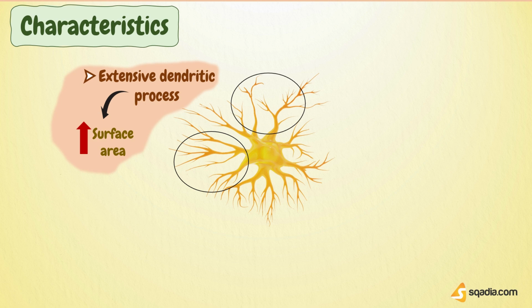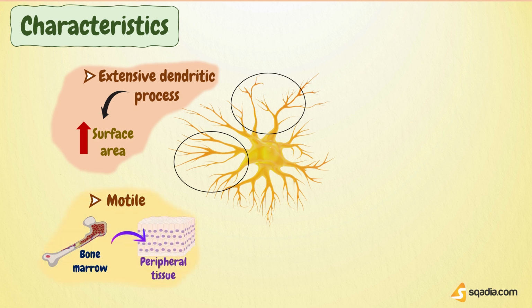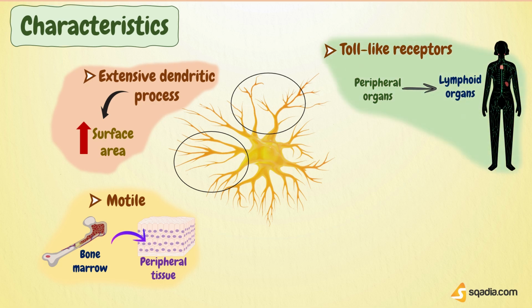Another feature is that dendritic cells are motile, and they migrate from bone marrow to peripheral tissues, where they sample for extracellular antigens. Also, dendritic cells use toll-like receptors to detect infection. When they find a foreign antigen, they migrate from peripheral organs to the lymphoid organs, particularly to the areas where T cells are in abundance, such as the lymph nodes.